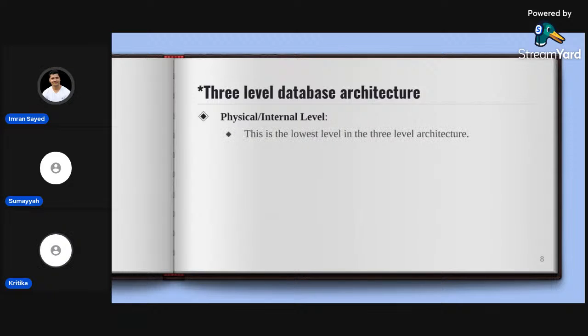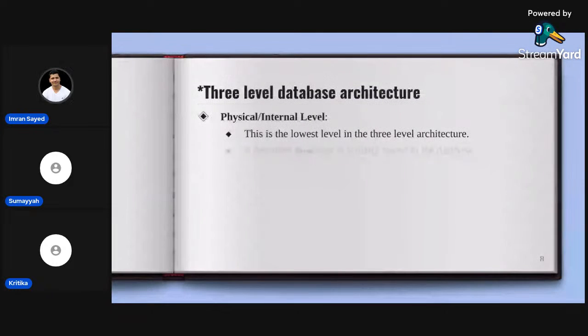Physical level. I just wanted to say I have a meeting at 8 p.m. today, so I'll have to drop off in a few minutes. Yeah, that's fine. You can drop off. Yes, no problem. That's fine. Okay, so you can build on this.